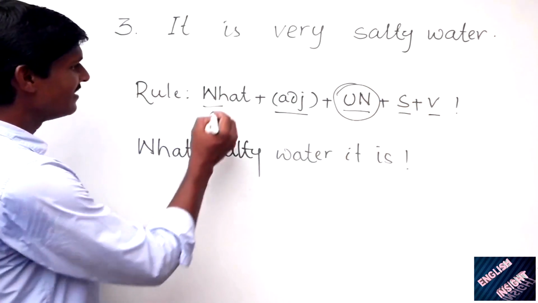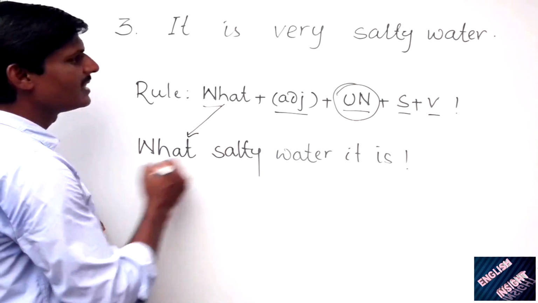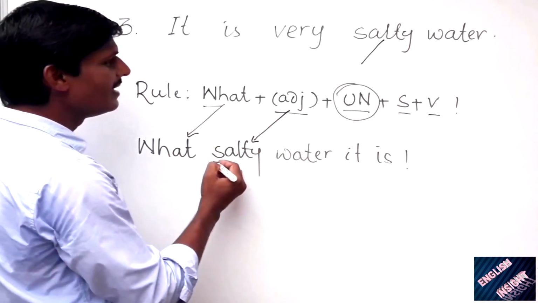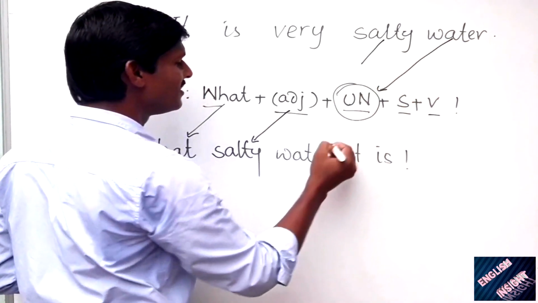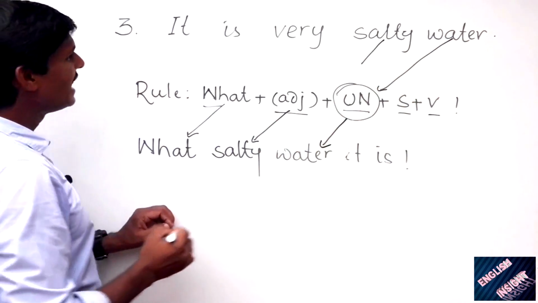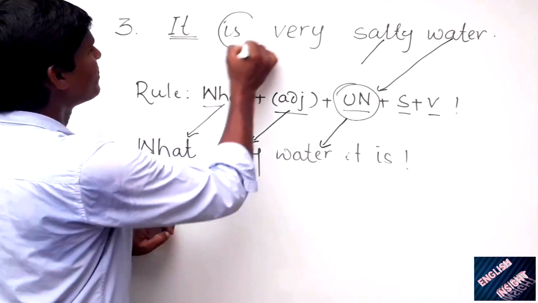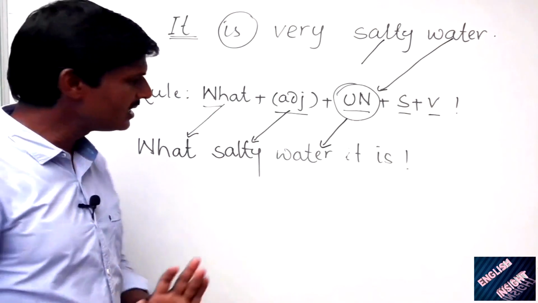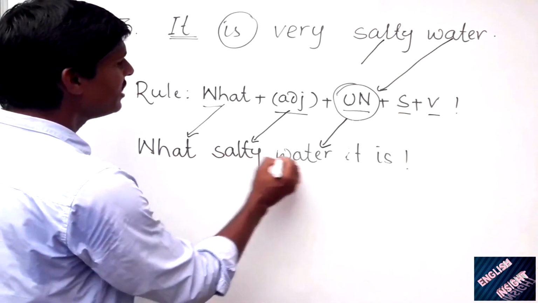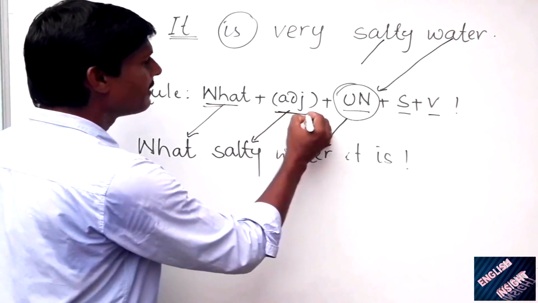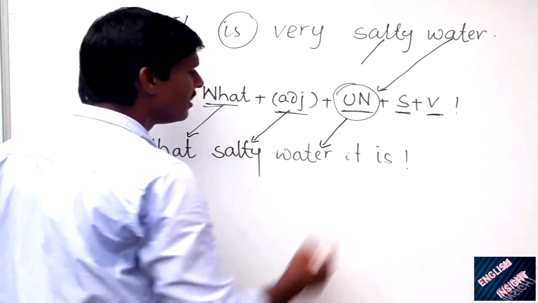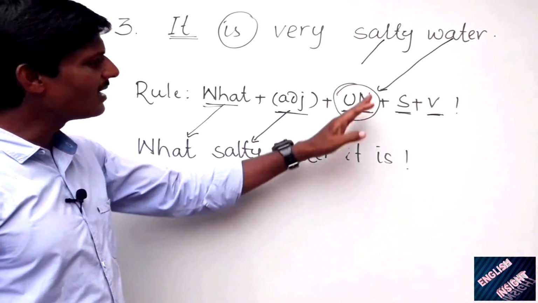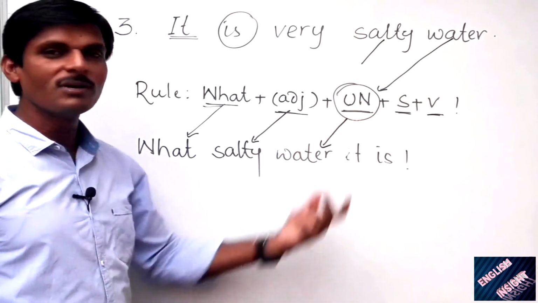So what's the sentence here? First we should use what. Then comes the adjective salty. What salty? Then the uncountable noun water. Then comes the subject, and this one is the verb. Last comes subject plus verb in the exclamatory sentence. So the sentence is what salty water it is. What plus adjective plus uncountable noun plus subject plus verb. It's a little exception from that of rule number 2. In rule number 2, plural countable noun is used, but in rule number 3, uncountable noun is used.